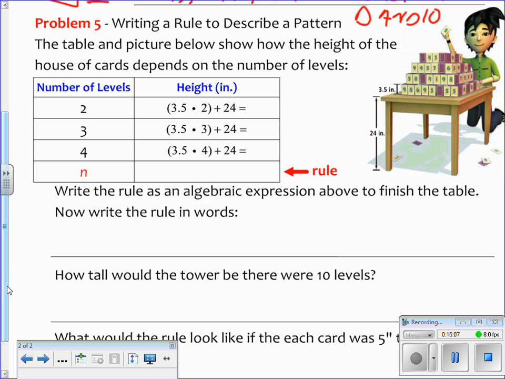Okay. What is the plus 24 for the height? What does the 24 stand for? The table. The table does not change. That's my table. Okay, so it's always at least 24. Even if my house of cards is laying flat because the wind came and blew it over, it's still 24 inches tall because the table's 24 inches tall. It's 24 inches off the ground.